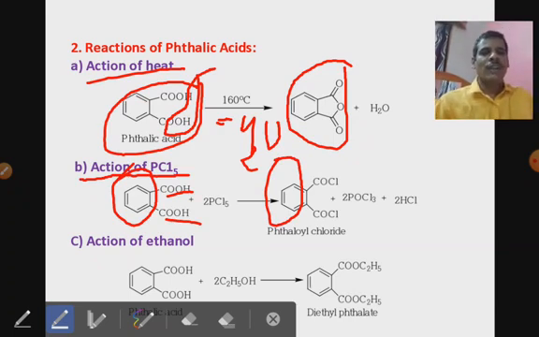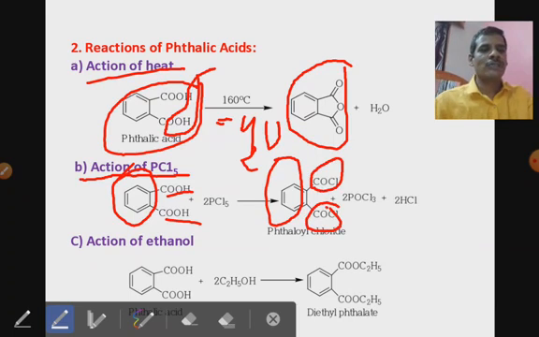Hence, when phthalic acid reacts with phosphorus pentachloride, only the carboxylic groups are converted into COCl, with phosphorus oxytrichloride as a byproduct.